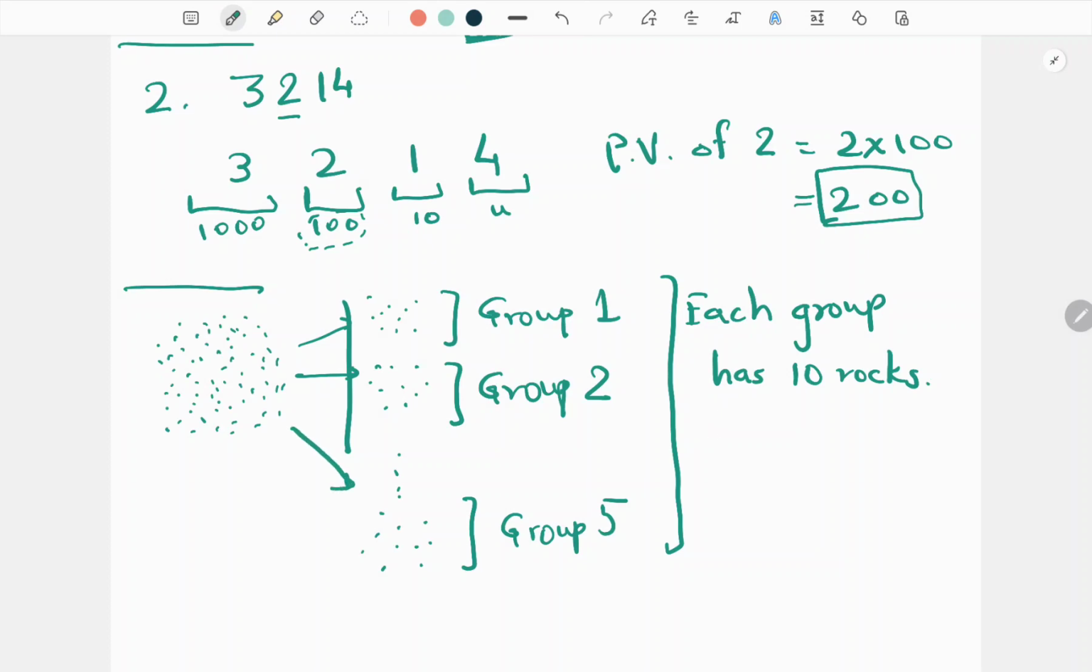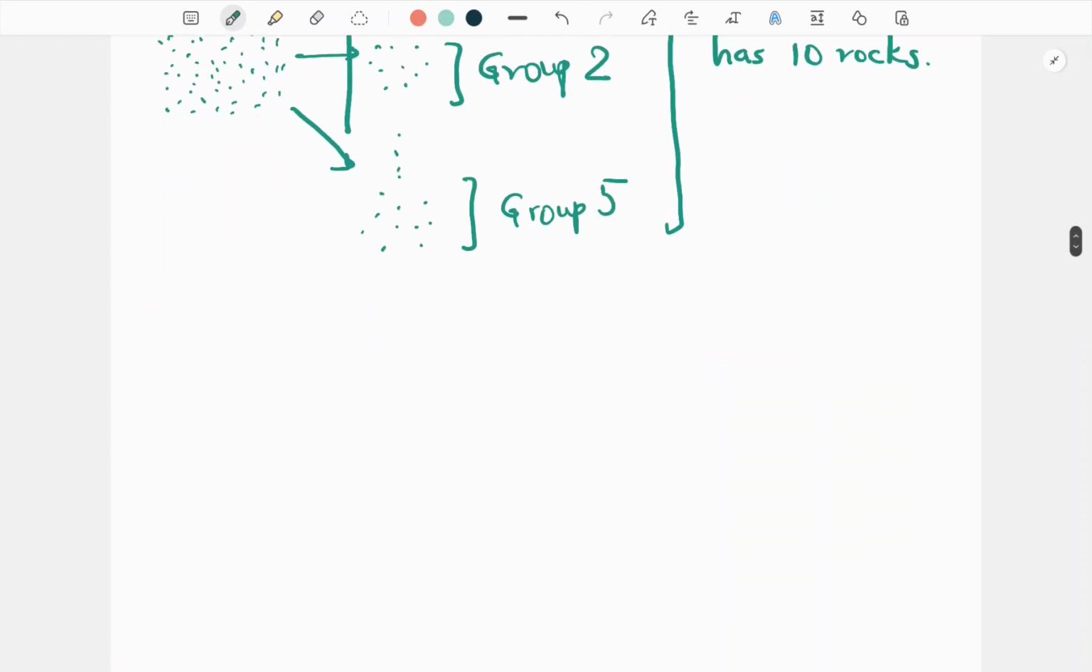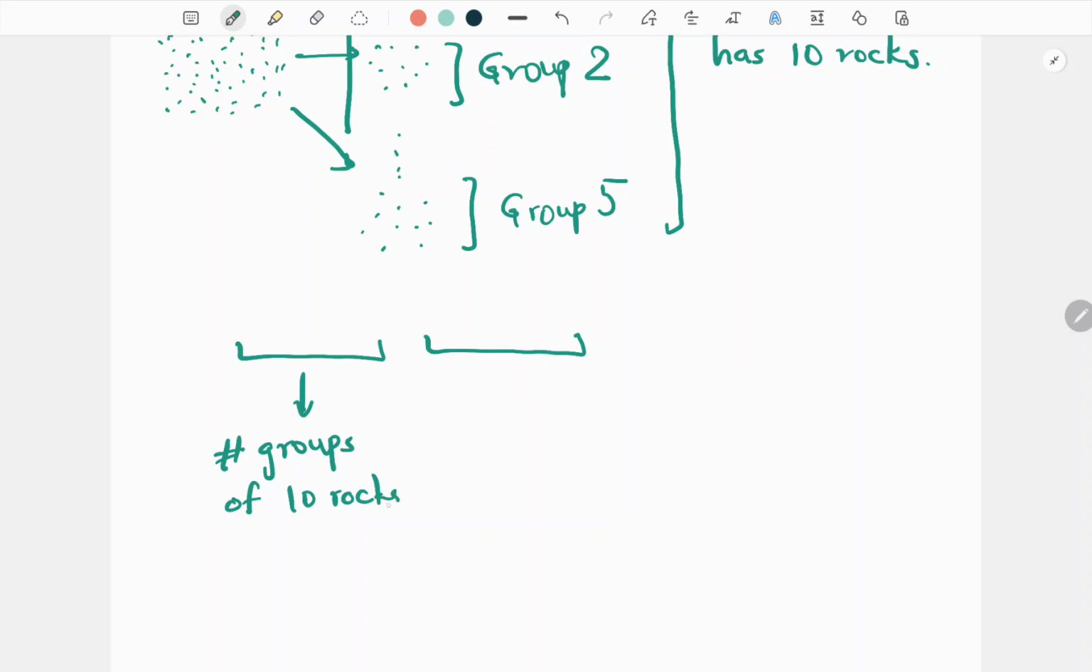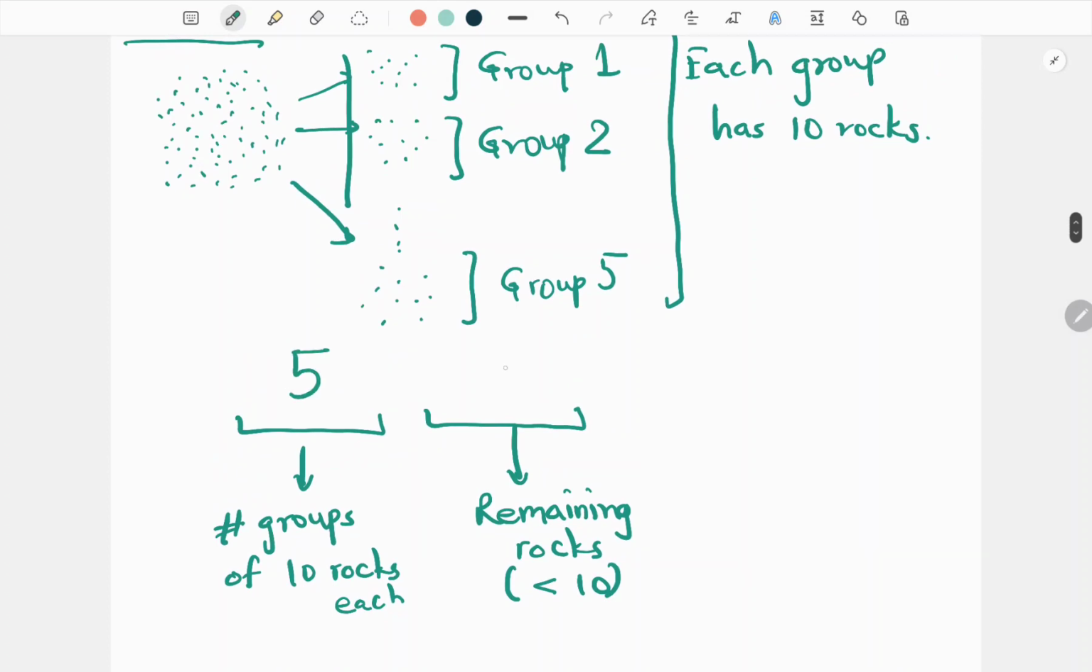So the way we write it in place value notation is, there are two places in which we want to write the number of groups of 10 rocks each, and this is the remaining rocks. This number has to be less than 10, because if it were 10 or more, then I could have formed another group and counted it in the tens place. So this number is 50.